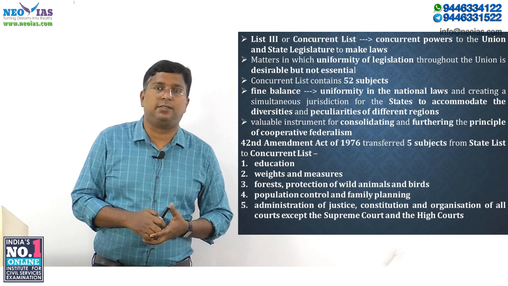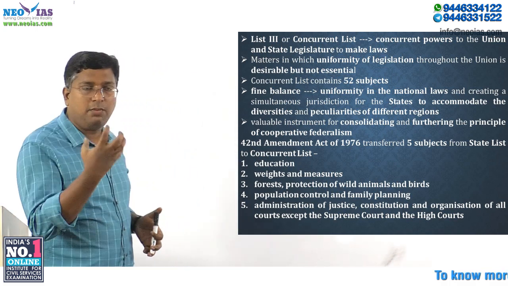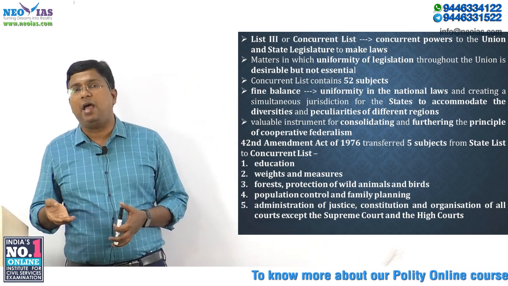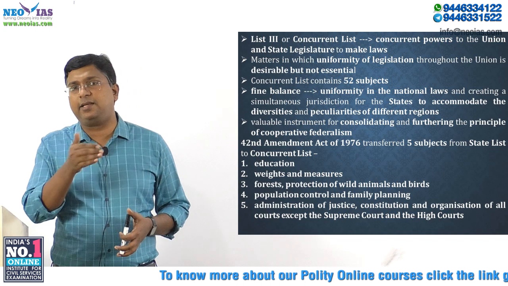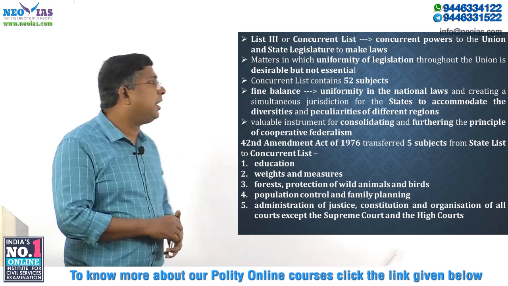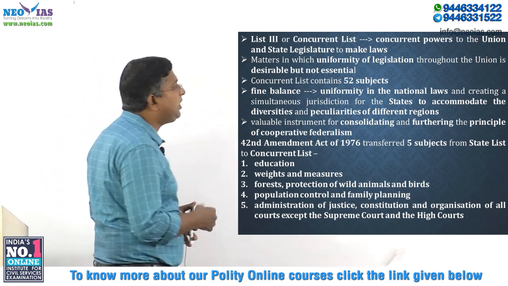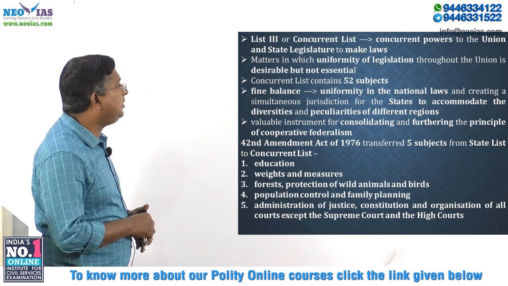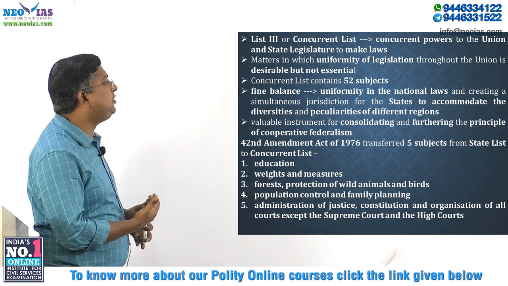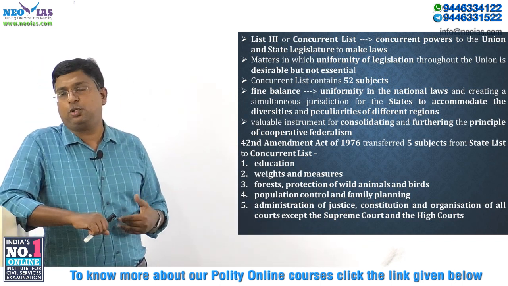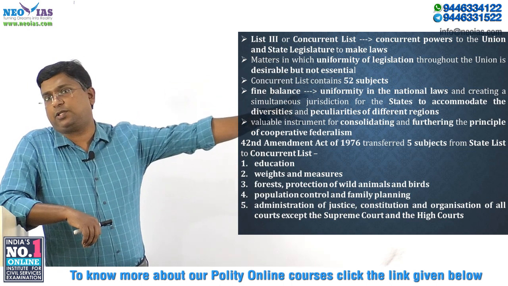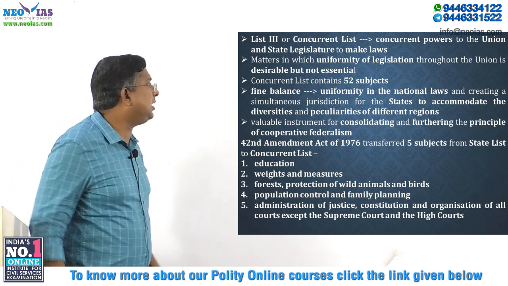Now coming to the concurrent list, list 3. As the term suggests, concurrent list means there are items or subjects where both the union legislature and the state legislature can legislate. Both have concurrent power to make laws, and these are basically subjects where uniformity of legislation is desirable but not essential. So those subjects are included in the concurrent list.